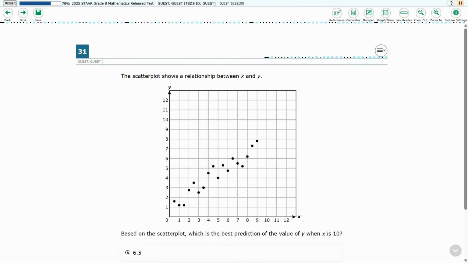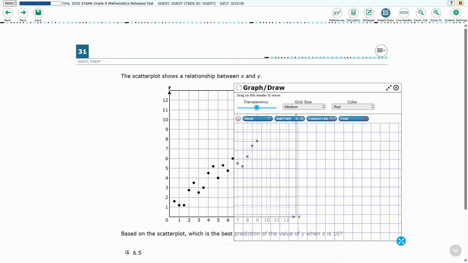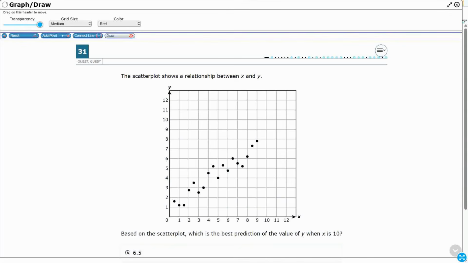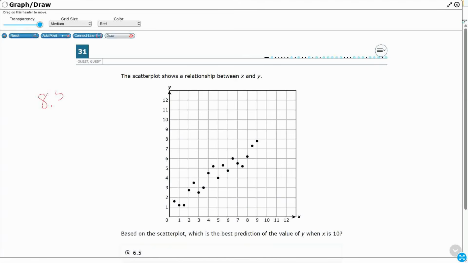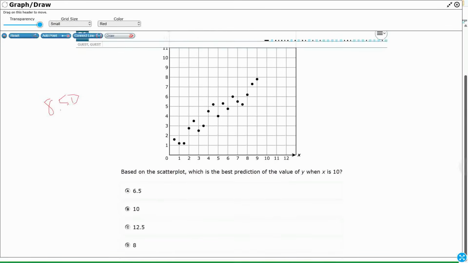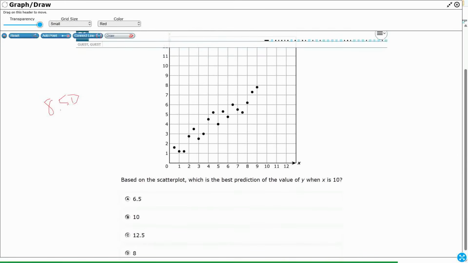For number 31, we are looking at trend lines. This is 8.5D, and we have a scatter plot here, and we need to make a prediction. I think the easiest way to do this is to use the connect line feature. So let's go ahead and change our grid size to small. And let's see what we have working here. We've got our predictions down there, and I'll just leave it right there.